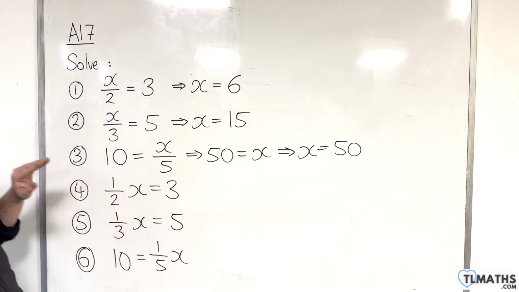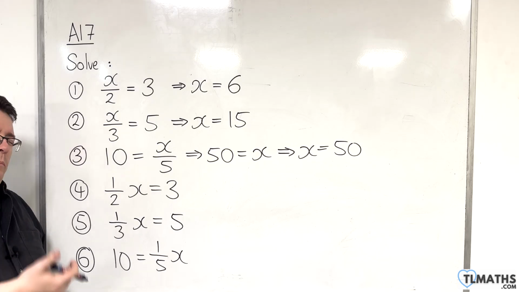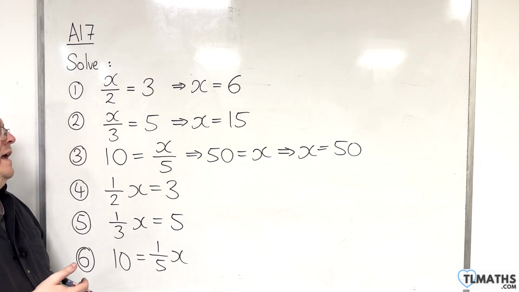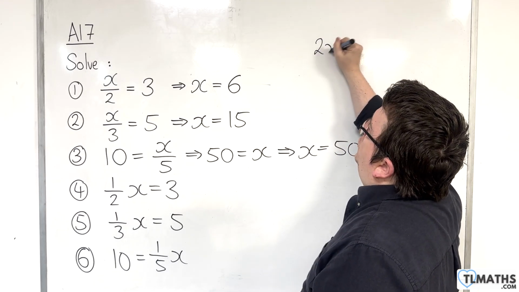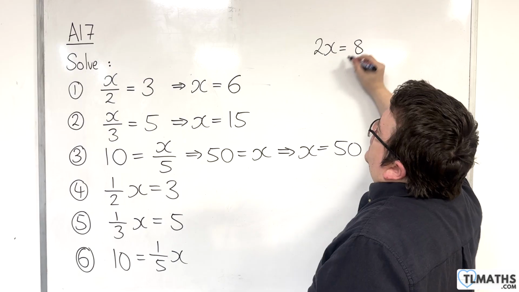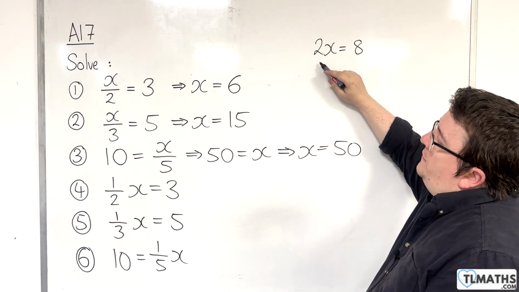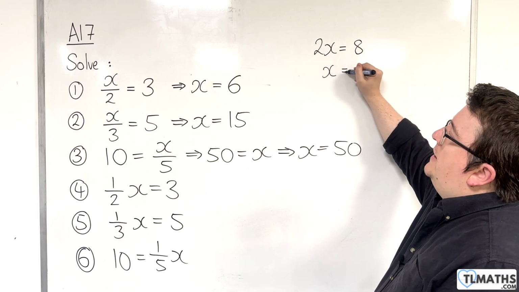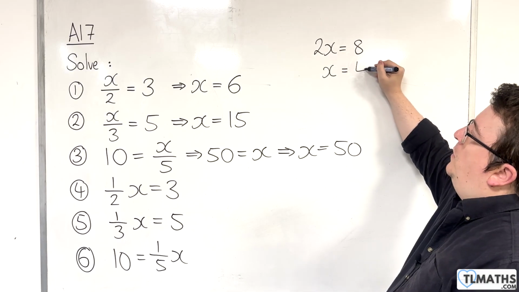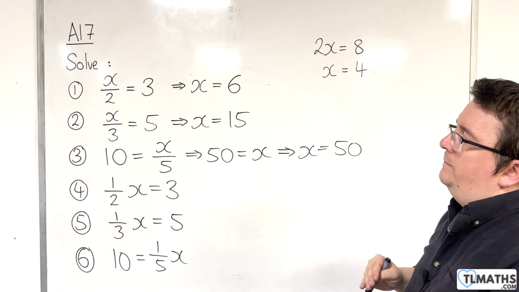Okay, now 4, 5 and 6. What you might be thinking is that this looks very similar to the examples that we had in the previous video, where I would have something like, let's say, 2x is equal to 8. And here I'm multiplying the x by 2, so to invert that I would divide both sides by 2. So dividing the left-hand side by 2, I get x. Dividing the right-hand side by 2, I get 4. Okay? So format-wise, it looks like that.